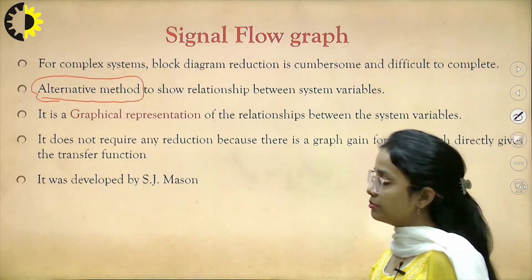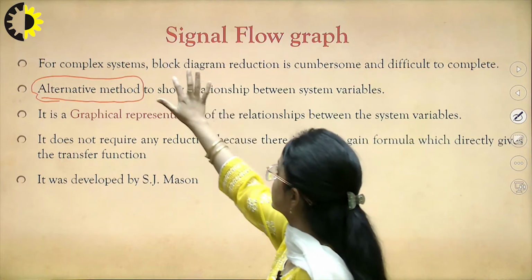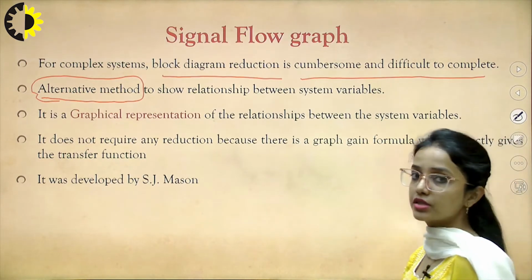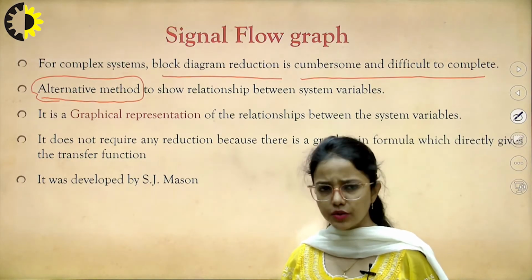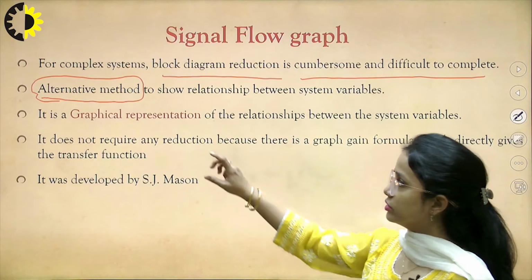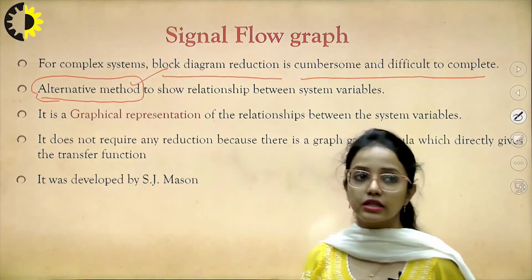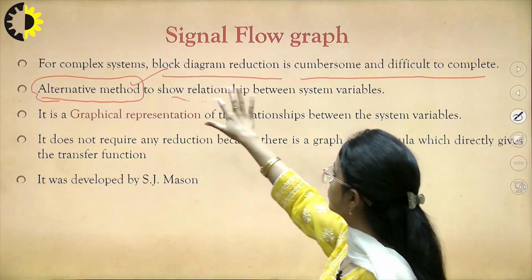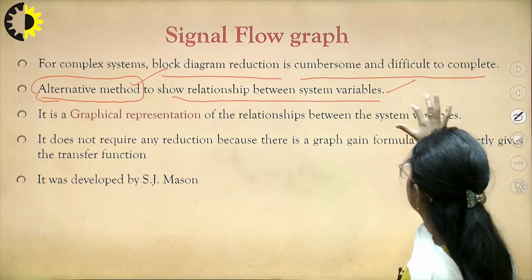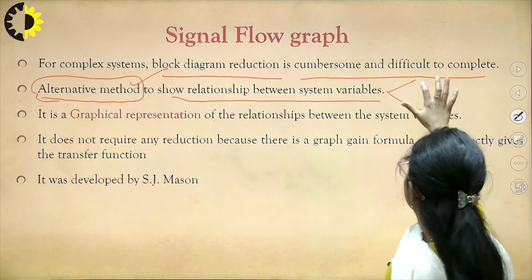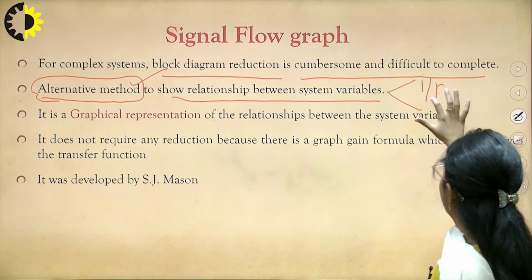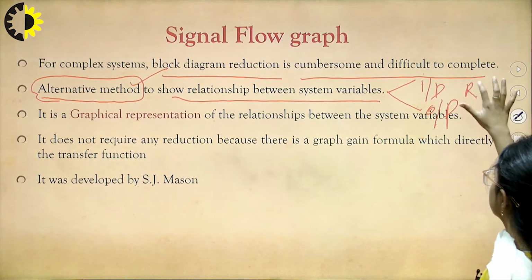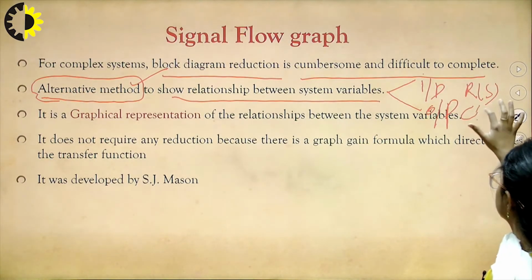In some complex problems, we see that block diagram reduction becomes a comparatively difficult and cumbersome task. So we switch on to something which is easier, that is an alternative method. So this is an alternative method to show relationship between variables. So what are these variables? Of course, input and output. So we usually write it R(S) and C(S).